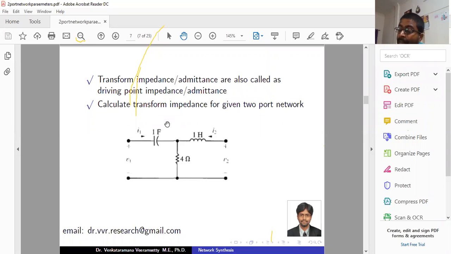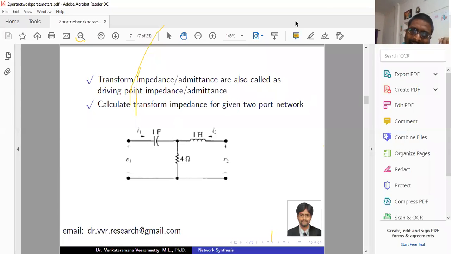So transform impedance is also called a driving point impedance or driving point admittance, because we are going to calculate the admittance and impedance at the driving points. Why is it called a driving point? At that point we are giving the excitation, that may be a voltage excitation or a current excitation. So that is called a driving point impedance or driving point admittance. Simply remember: transform impedance or driving point impedance, transform admittance or driving point admittance, all are the same. Right?